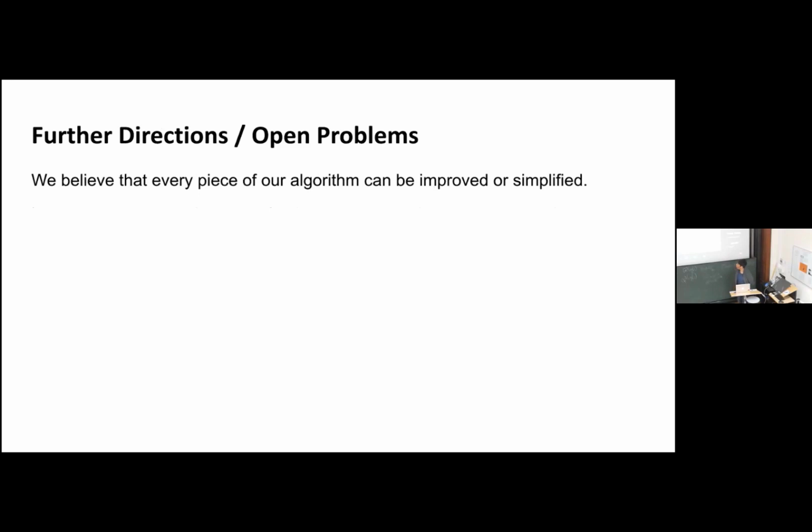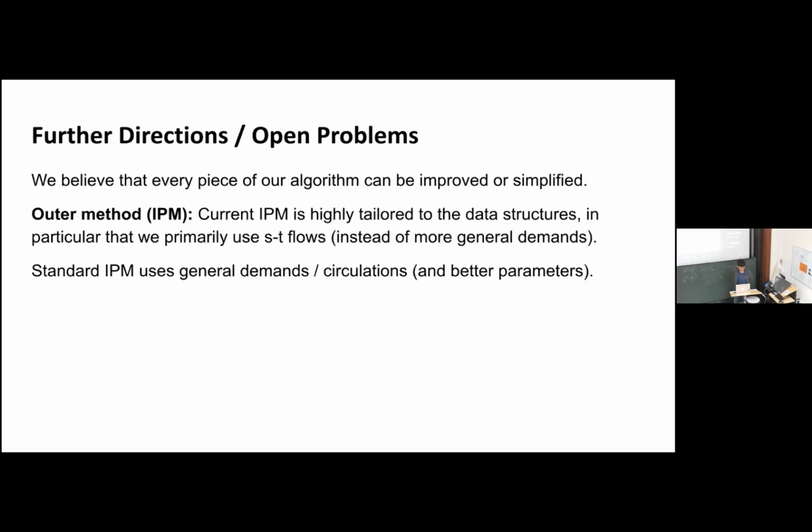As you might expect, given our runtime, we believe that every part of our algorithm can probably be improved. So one thing is the outer IPM method. I think it would be interesting to build a better theory of IPMs where the demand that you're solving isn't changing that much, is like a fixed demand. Because that seems like a natural thing you might want, but it seems that all the IPMs don't satisfy that.